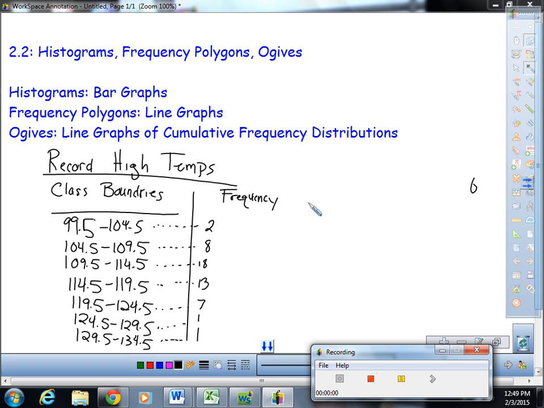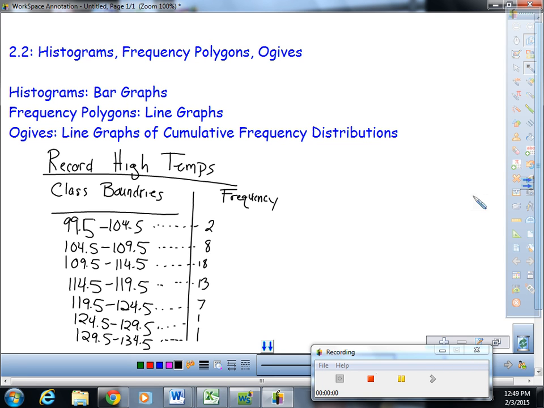And then an ogive is probably the thing I'm going to have to teach the most to you guys, and that is a line graph of cumulative frequency distribution. So we're going to have to kind of do that one separately. On this page right here, we'll arrange this data into a bar graph at first.